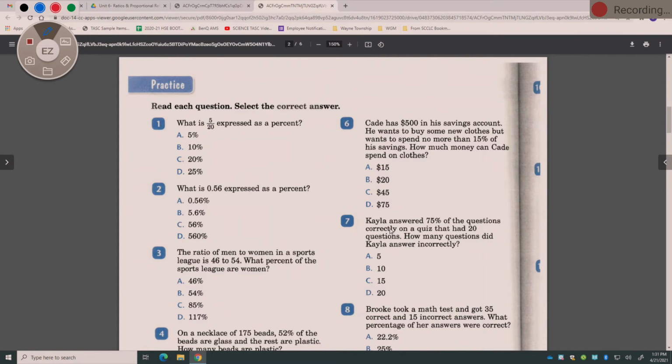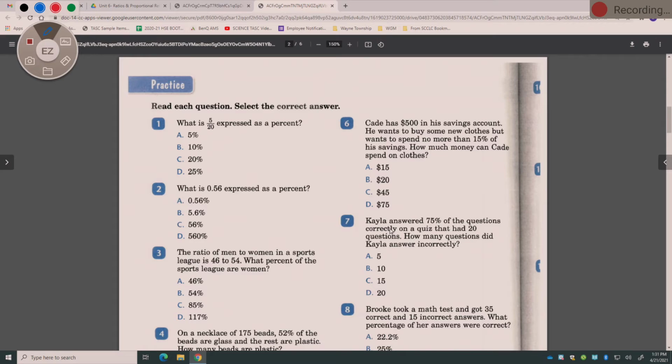Okay, let's do a couple of these together, and then remember, Miss Laura has an answer sheet, so if you want to try any of the others on your own, which I highly recommend, you can check your answers with her and see how I worked them out.